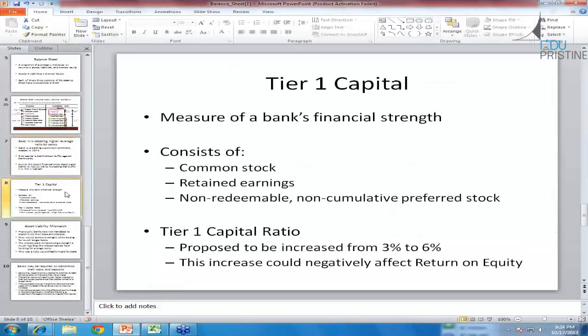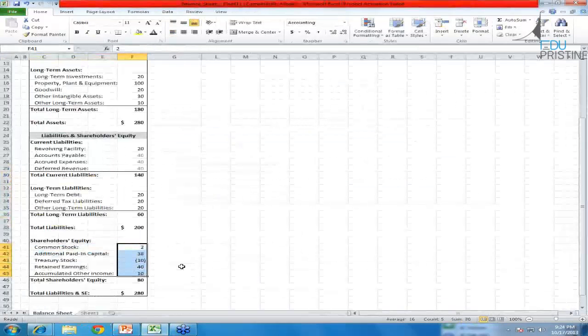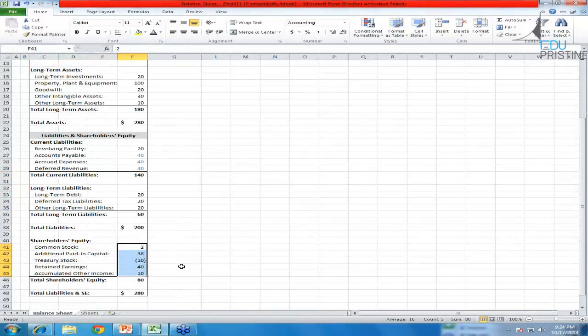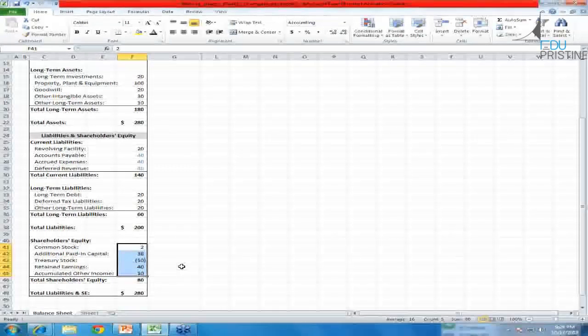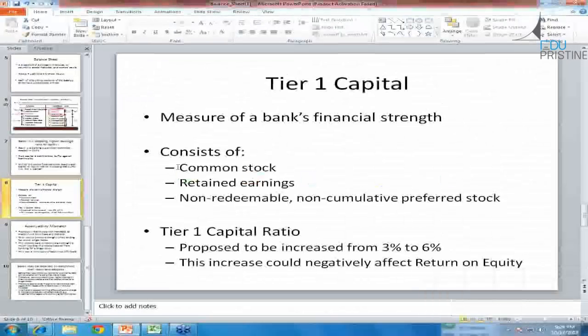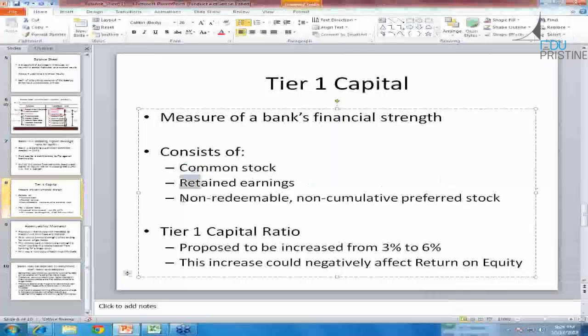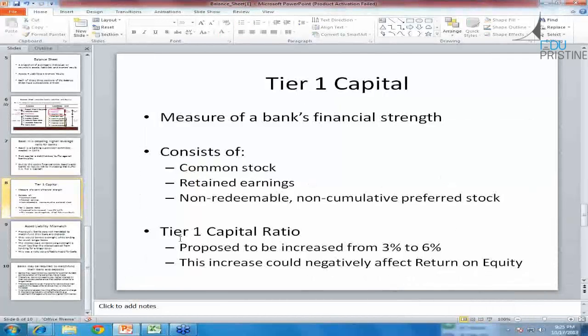What exactly is Tier 1 capital? As I mentioned earlier, it's the measure of a bank's financial strength, meaning the more owner's capital you have in here, the safer it is for that company to exist because it has a bigger buffer. And some of the examples, like I mentioned, are common stock, retained earnings, and non-redeemable, non-cumulative preferred stock. I'm sure you know what preferred stock is.